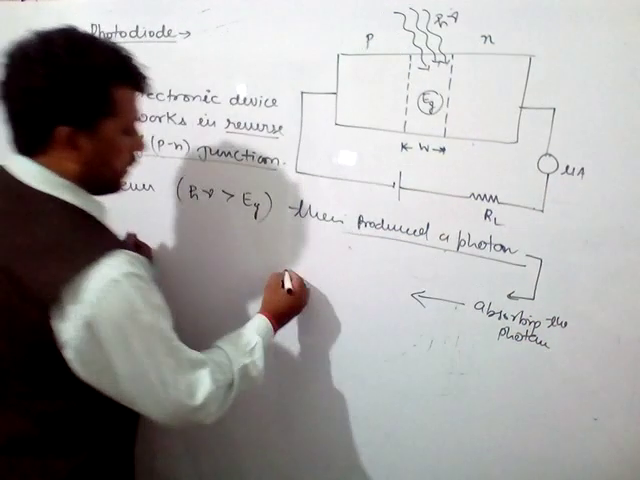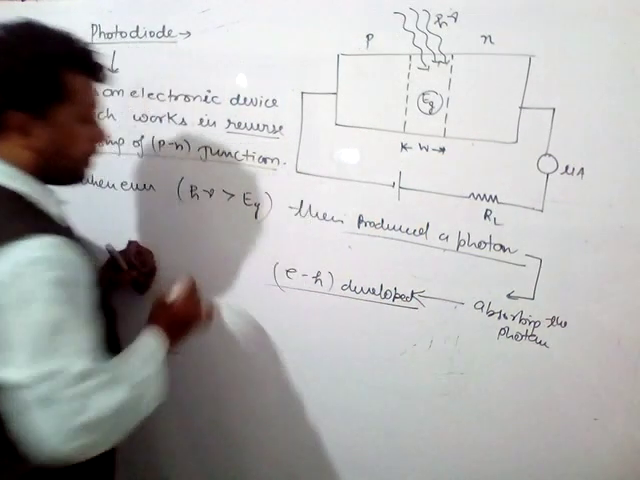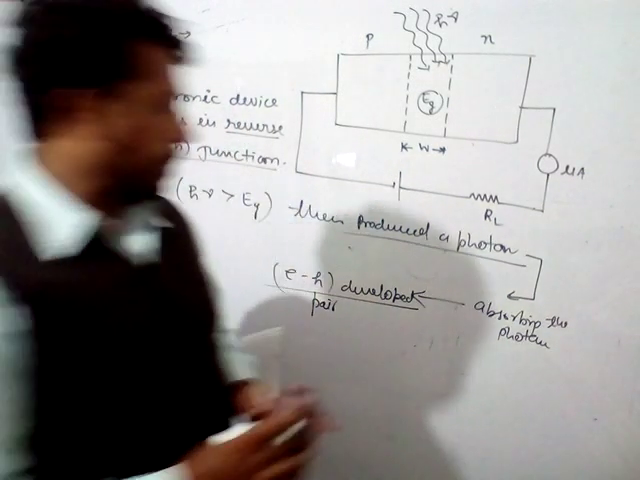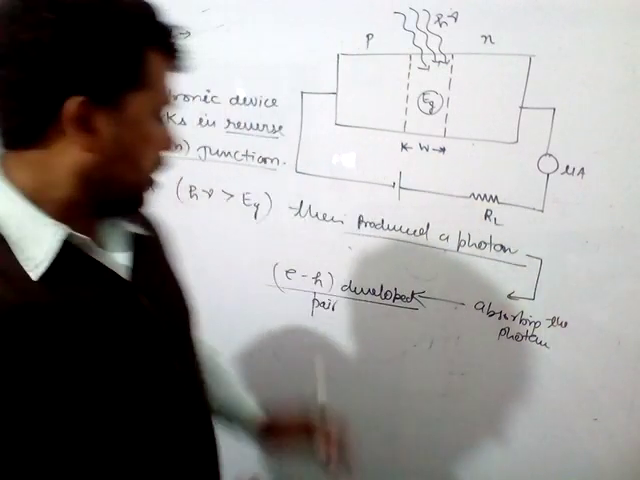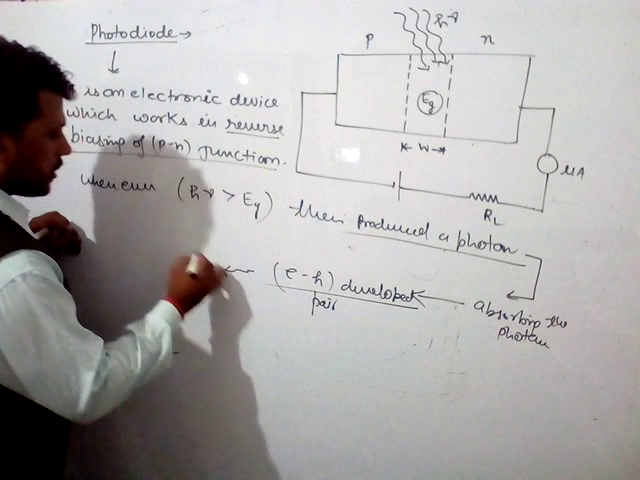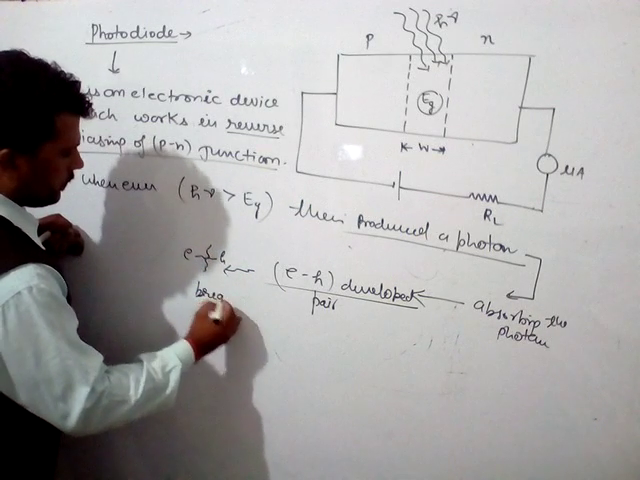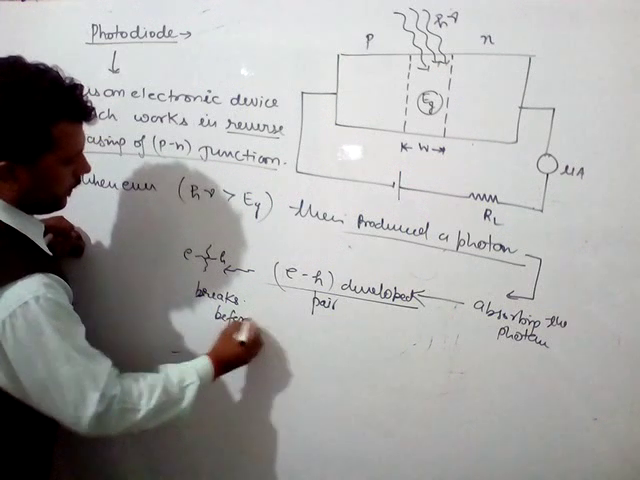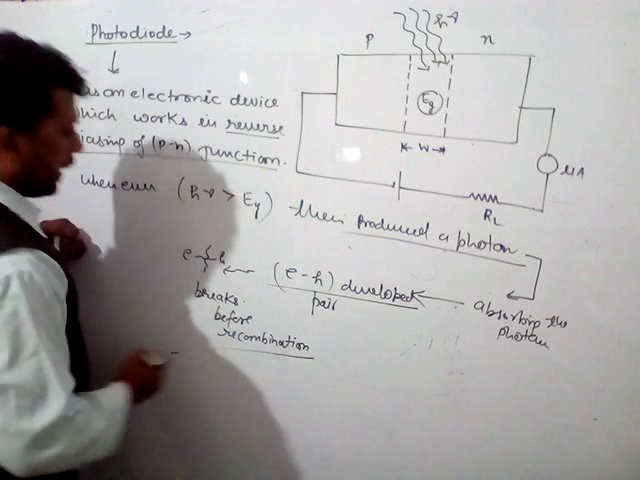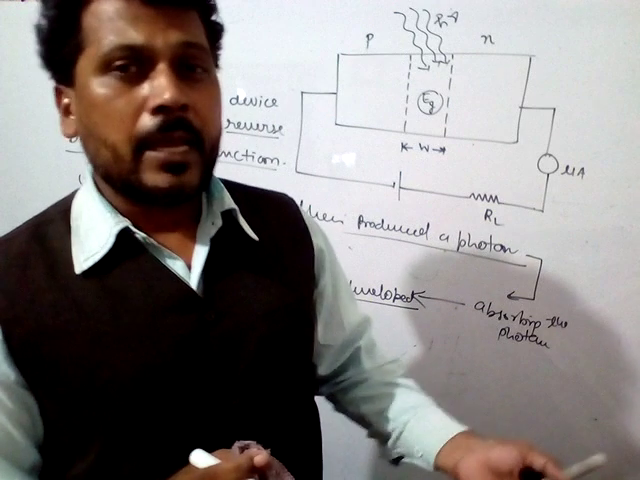then E and H develop. Okay, EH पेयर डेवलप होता है, और EH पेयर डेवलप होने पर क्या होता है, जैसे इस फोटोन को एब्जॉर्ब करता है, so before recombination it will break down. ओके, यानी E और H क्या होते हैं, ब्रेक हो जाते हैं, breaks before recombination. यानी पुनर्संयोजित रिकम्बाइन होने के पहले ही ये ब्रेक हो जाते हैं.